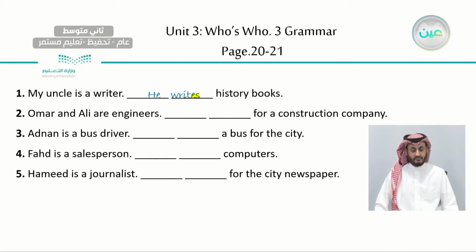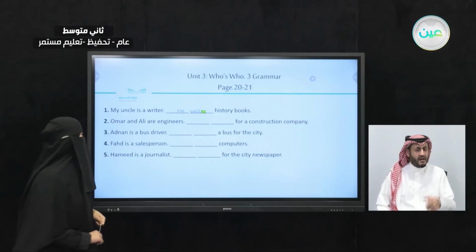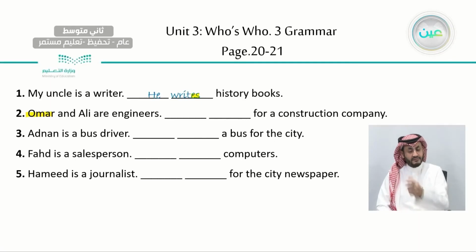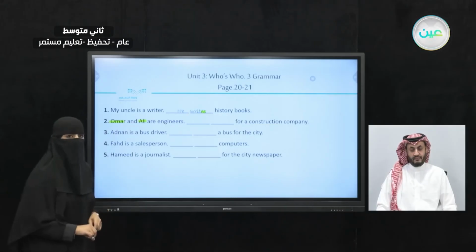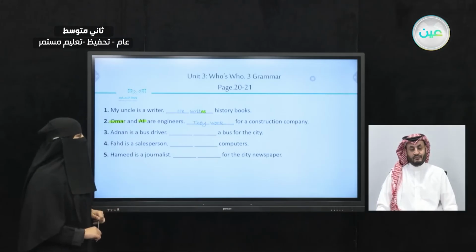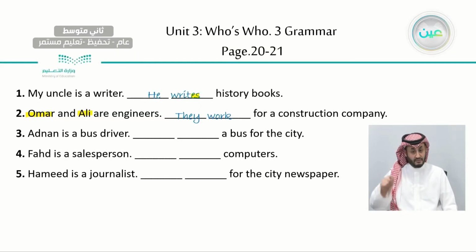Let's take a look at the next one. Omar and Ali are engineers. Something here for construction companies. So what is the pronoun and what is the verb that we are going to add? Here we have Omar and Ali. It's not one person, it's more than one person. What are we going to use for Omar and Ali? They. For they, we are not going to add S to the verb. They work for a construction company.